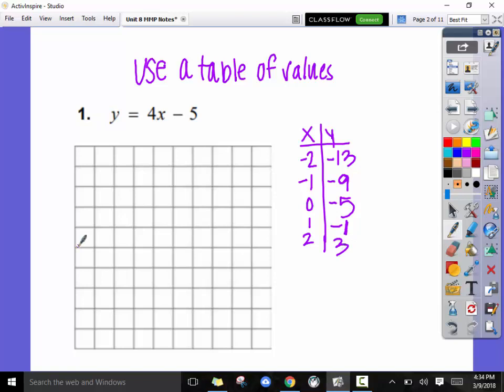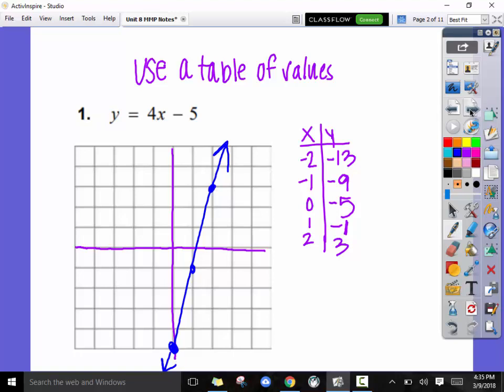Then you should go ahead and make an x and a y-axis, and you can number your graph however you want. If you want to go by 2s or 1s, it's up to you. I'm just going to go by 1s, knowing that some of these won't fit on there. So I see that -1, -9 won't, 0, -5, 1, -1, 2, 3. Go ahead and draw your line, and make sure you put the arrows on each end.